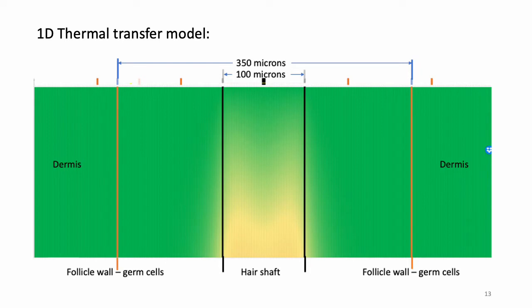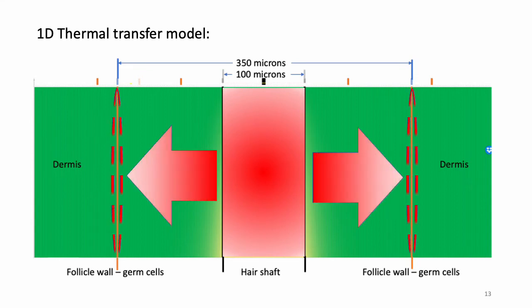So I came up with a one-dimensional thermal transfer model like this. We can see here in the middle there's a 100 micron diameter hair shaft. The germ cells are on the walls, which are on 350 micron diameter, and then outside of that is the dermis, and the green and yellow temperature there is background temperature. So we heat up the hair shaft using light, and because the melanin is concentrated in the hair shaft, that's the bit that gets hot. So that's where the heat is generated.